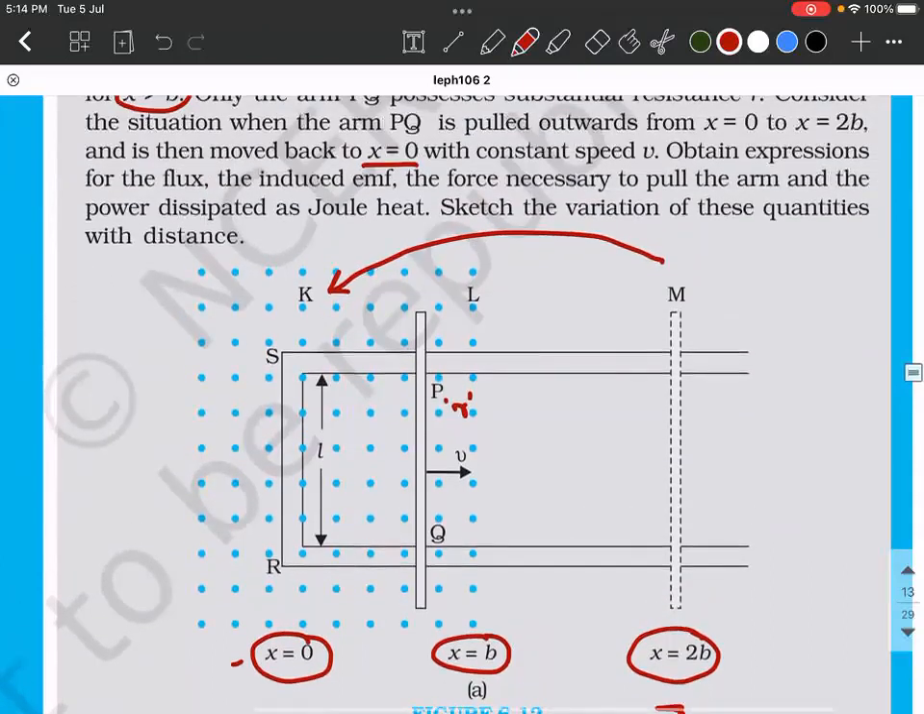Now, in this scenario, you need to obtain the expressions for flux, induced EMF, force necessary to pull the arm, and power dissipated as joule heat, and sketch the variation of these quantities with distance. The four physical quantities are magnetic flux, induced EMF, force, and power dissipated. Everything should be drawn as a variation of distance. Can you do that? First draw this diagram.